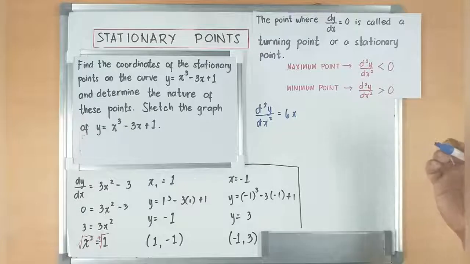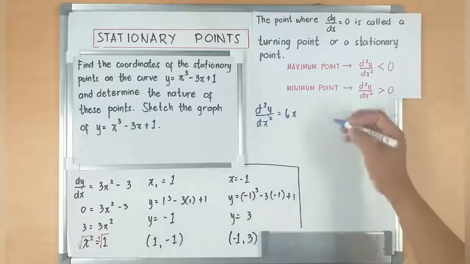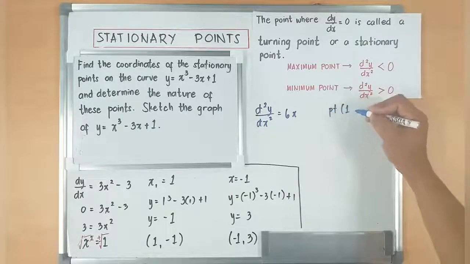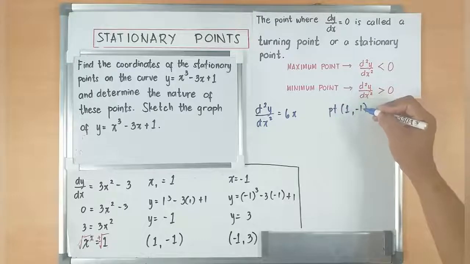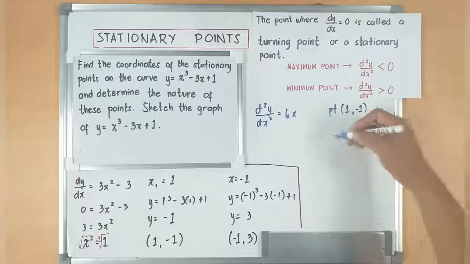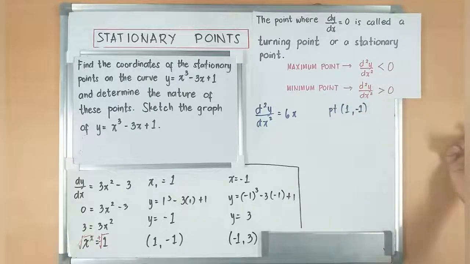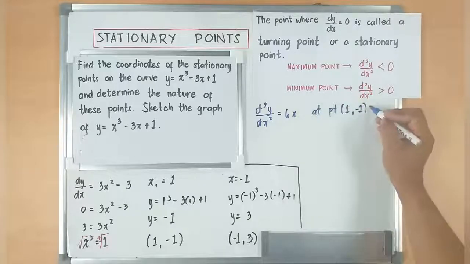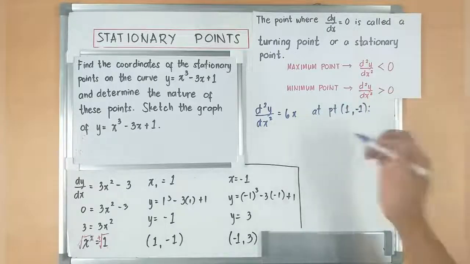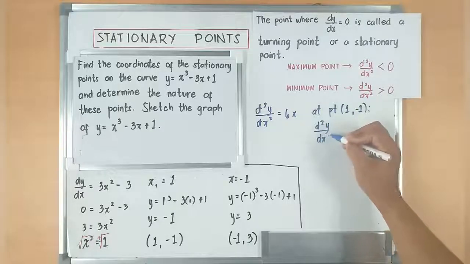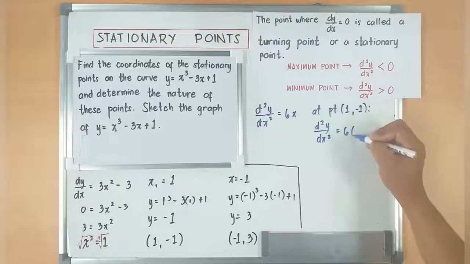That's it. Now, how do we find out if the point (1, -1) is a maximum or minimum? We don't know yet. At the point (1, -1), d squared y over dx squared is equal to 6 times 1.